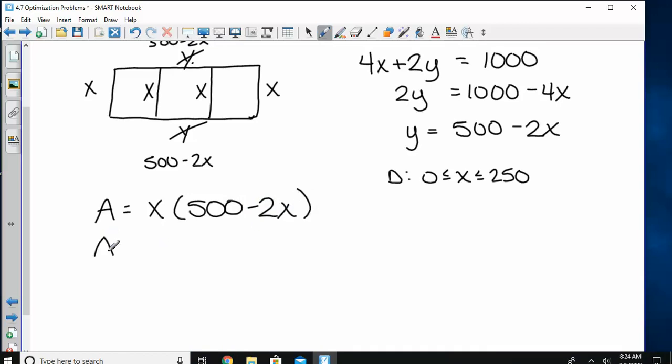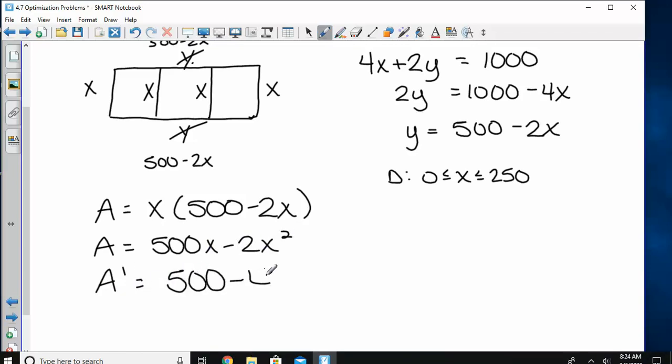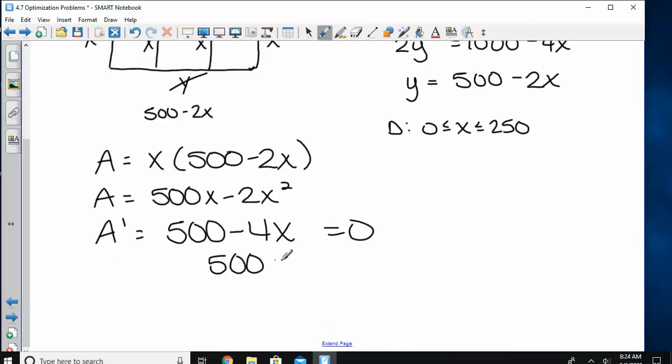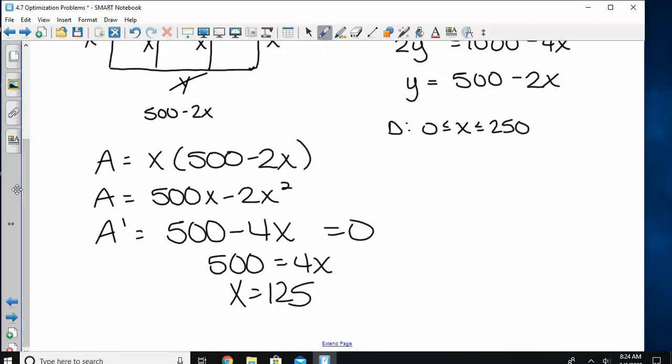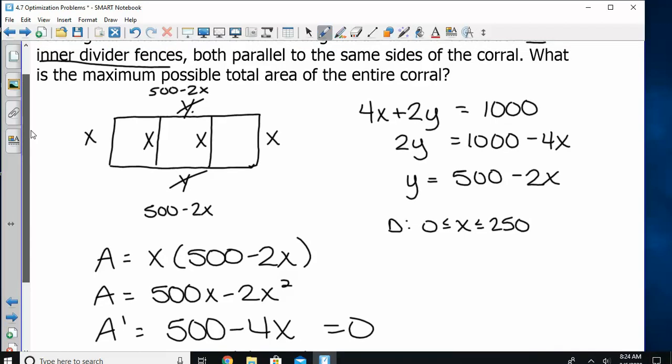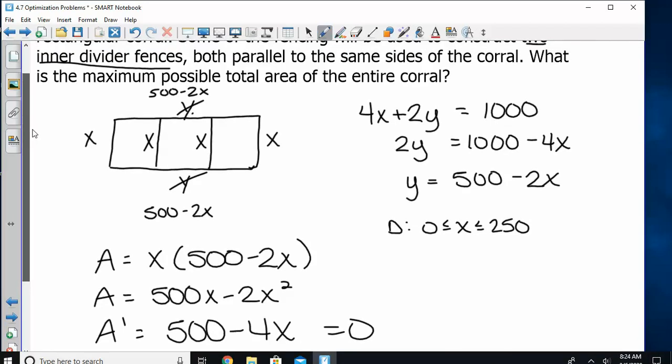So area is just length times width. So 500x minus 2x squared. So your derivative would be 500 minus 4x. Set that equal to 0. Divide by 4, and x is 125. So answering the questions, maximum, here I just asked for the maximum possible area. So did I even ask for the dimensions? No, I just wanted the area.